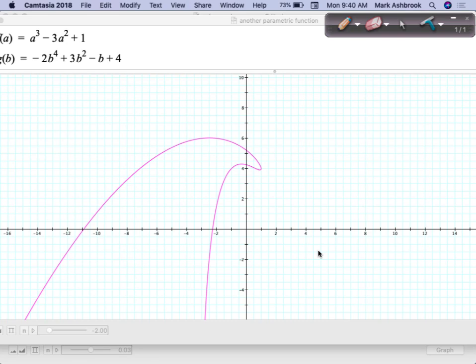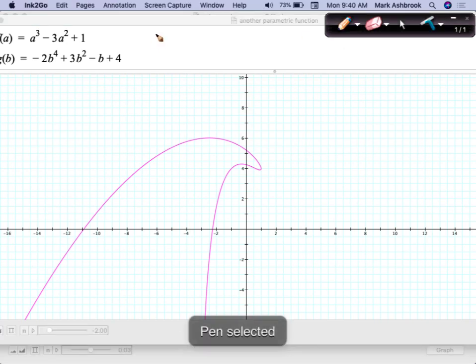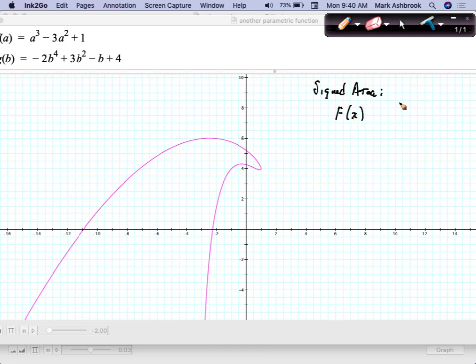Okay, let's start. So we were looking at this parametric function last time, and I started talking about signed area. So remember, signed area in Cartesian coordinates, or rectangular coordinates, we did a while ago.